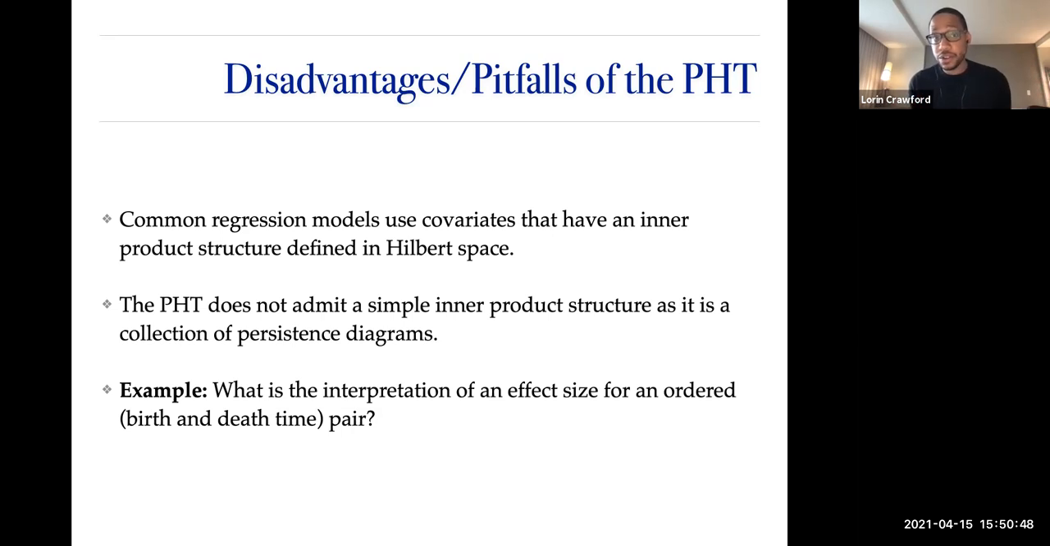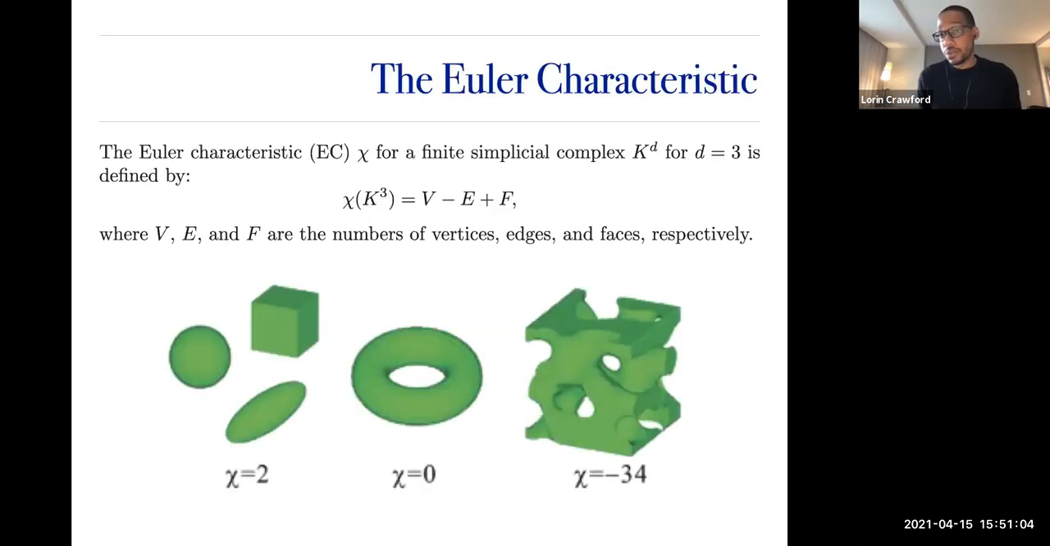I have these ordered pairs, right? So it doesn't have a simple inner product structure where I can think about things like an effect size. So it's still hard to really work with. And also I have these collections of diagrams, so that makes things even a little bit tougher. So what my group really focuses on and works on is the Euler characteristic.